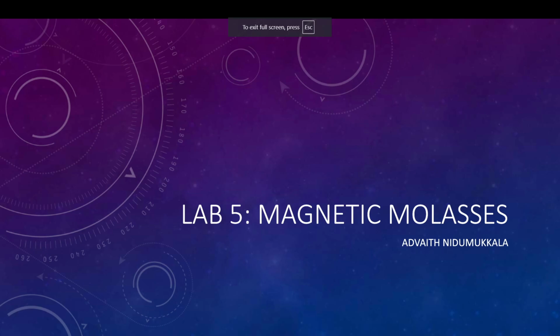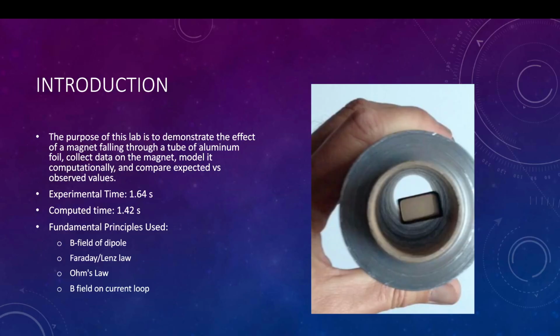2212 Lab 5: Magnetic Molasses. The purpose of this lab is to demonstrate the effect of a magnet falling through a tube of aluminum foil, collect data on the magnet, model it computationally, and compare expected versus observed values. A brief preview of the results shows that the experimental time for the magnet to fall was 1.64 seconds, while the computed time was 1.42 seconds.